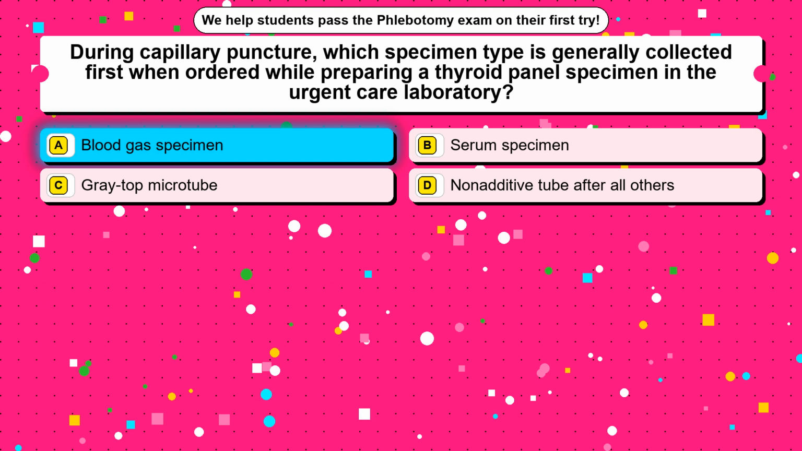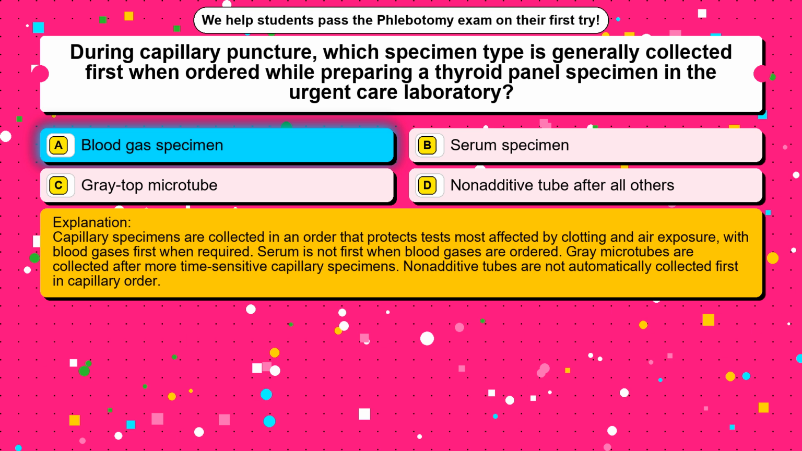The correct answer is option A. Blood gas specimen. Capillary specimens are collected in an order that protects tests most affected by clotting and air exposure, with blood gases first when required. Serum is not first when blood gases are ordered. Gray microtubes are collected after more time-sensitive capillary specimens. Non-additive tubes are not automatically collected first in capillary order.